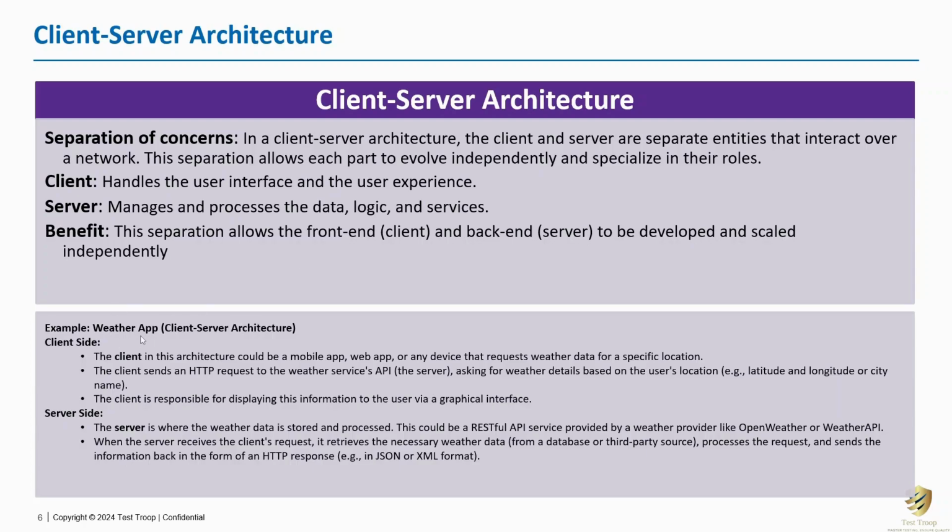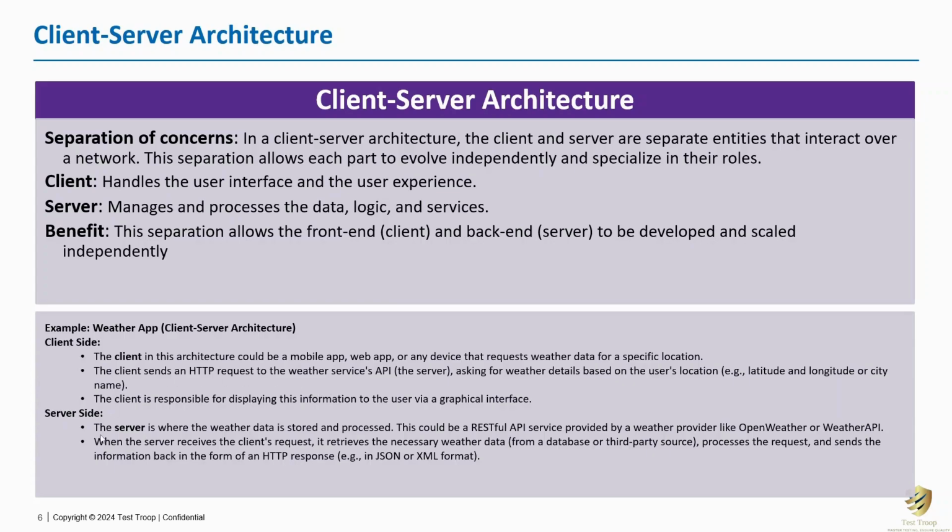Let us consider a weather application in which the client can be a mobile application or a web application or any device that requests the weather data for a specific location. Here, the client sends an HTTP request through an API to the weather server asking for weather details based on the user location, that is longitude, latitude, and the city name. The client is responsible for this request, and once the client receives the response, it is responsible for displaying this information on the user interface.